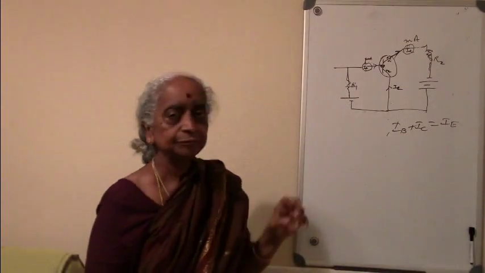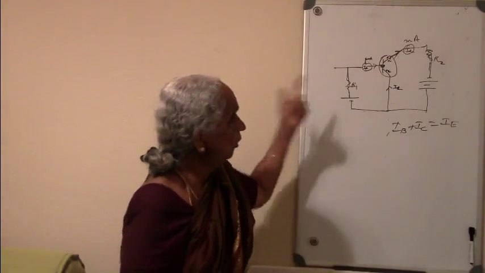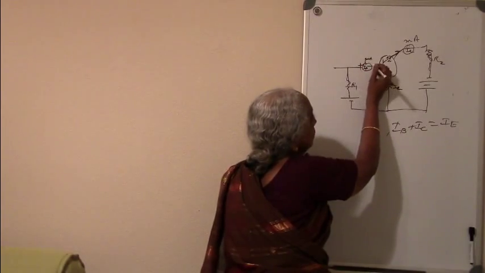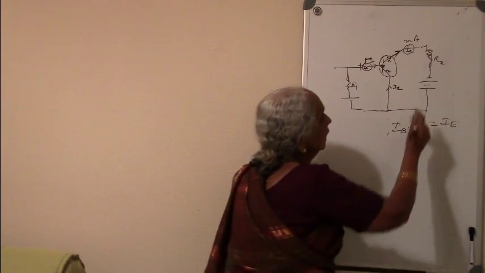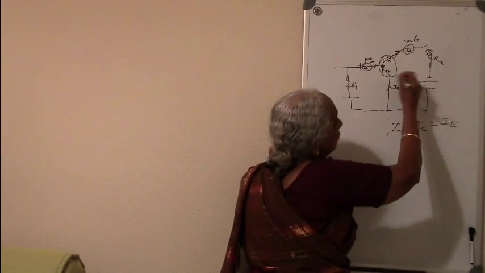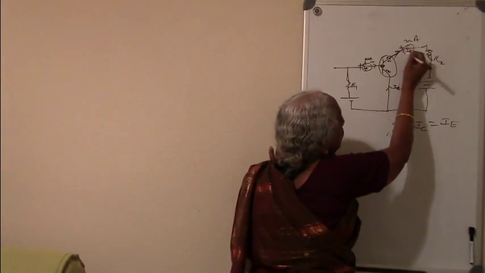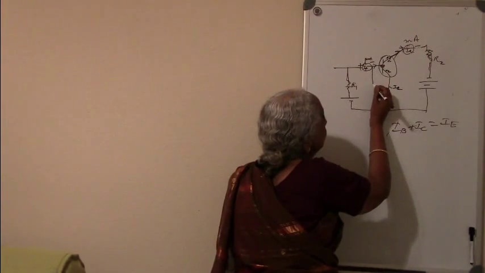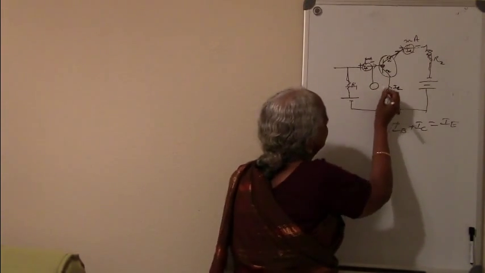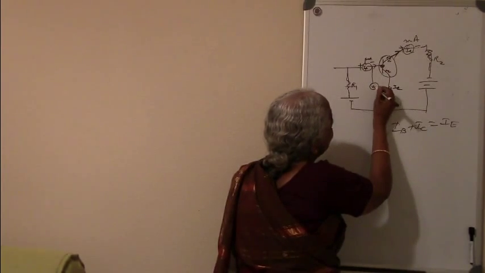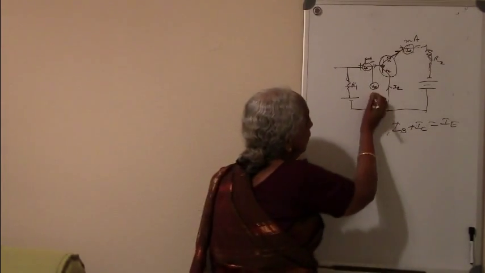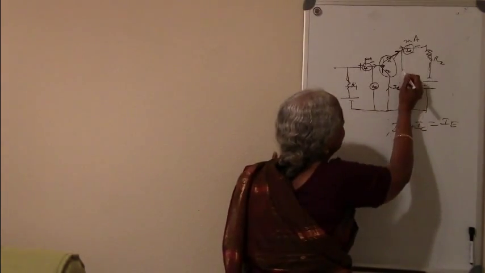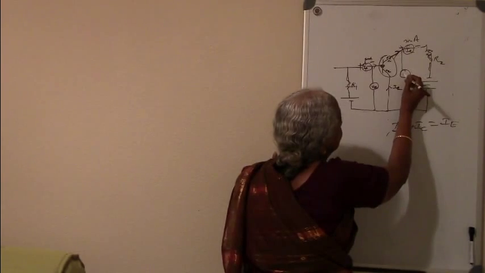To mark the positive and negative on the ammeter here, because current flows like this, this will be the positive and this will be the negative. And here, because current is going like this, this will be the positive and this will be the negative. And what is measured here will be my VBC, the voltage measured between base and collector, and what is measured here will be my collector to emitter voltage, VCE.